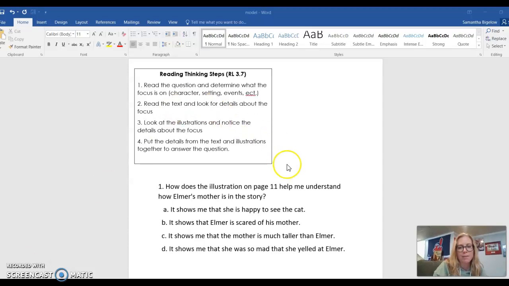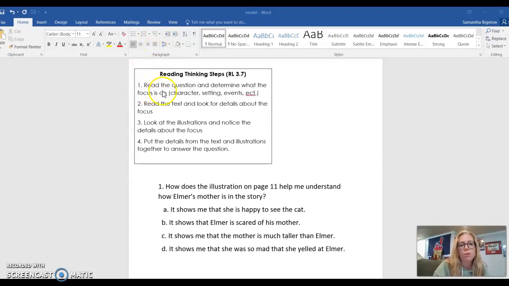Hi, third grade. Now I'm going to model for you our focus skill. When you have a question that's asking about not only the words in the story, but also the illustration or the visuals, these are the reading thinking steps that you're going to go through. I'm going to use a previous chapter from My Father's Dragon.